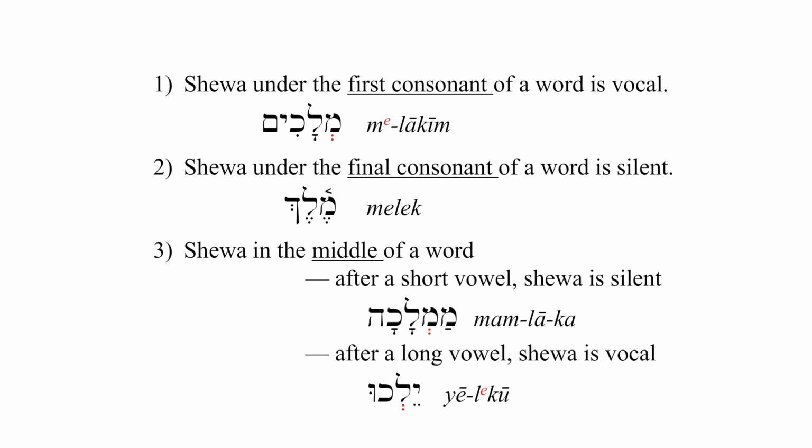The end of a word, you won't hear a schwa. In the middle, after a short vowel, schwa is silent. After a long vowel, schwa is vocal. You'll also find, however, that schwa is sometimes doubled. You'll have two consonants with schwa back to back.